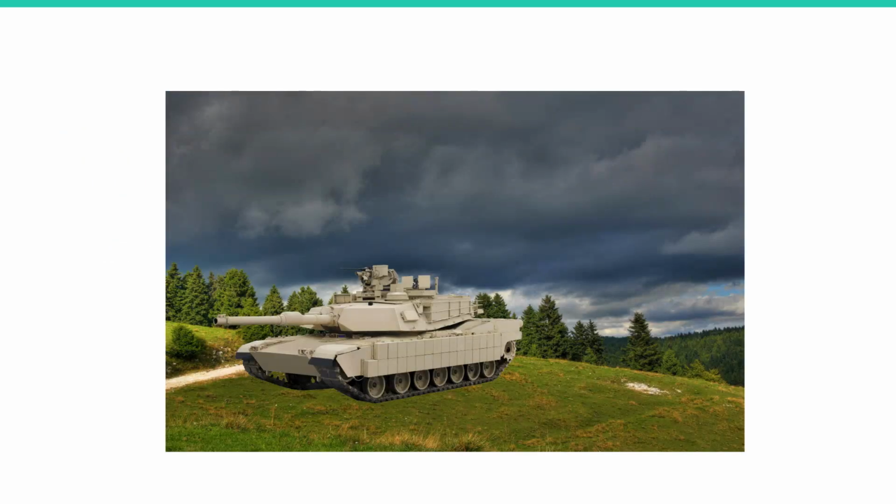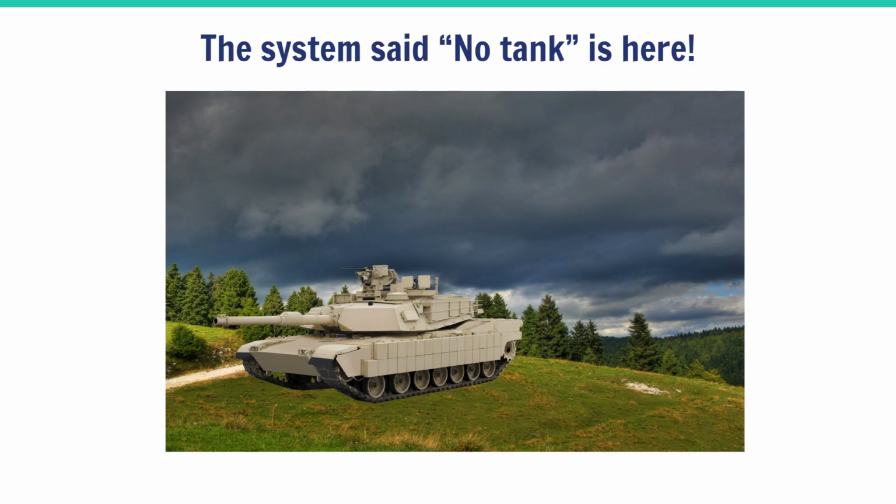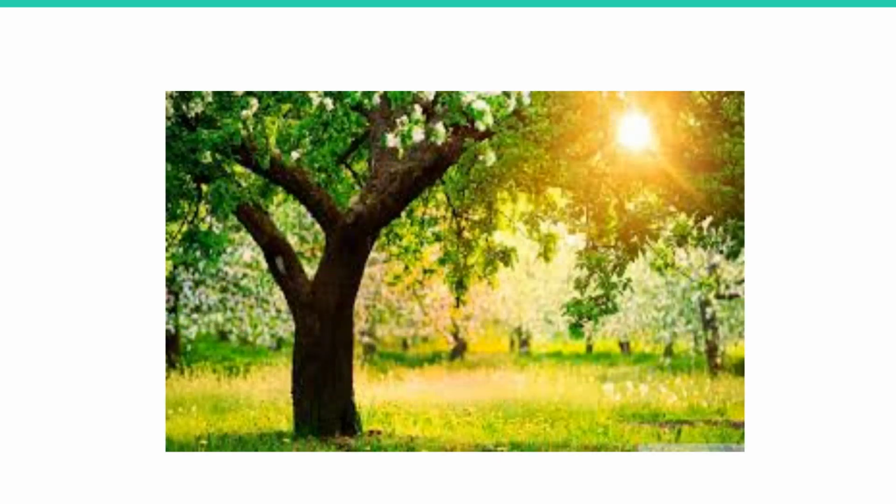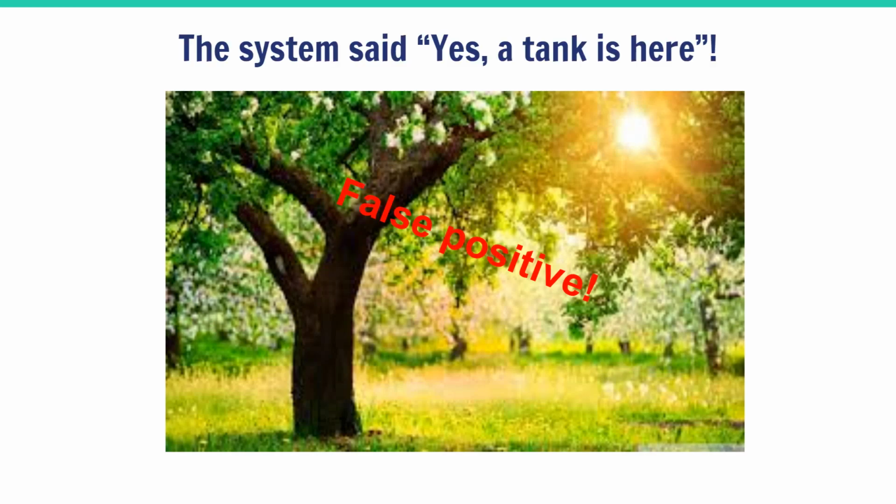So, for example, it might have seen something like this, and it said that there was no tank. This is something called a false negative. It's negative because it said there was no tank, and it's false because it was wrong. And if it saw an image like this, it would say, hey, there's a tank. This is an example of a false positive. It's positive because it said there was a tank, and it's false because it was wrong.